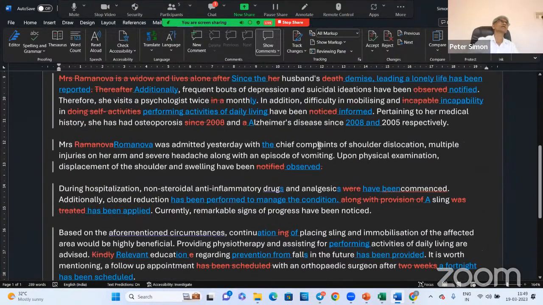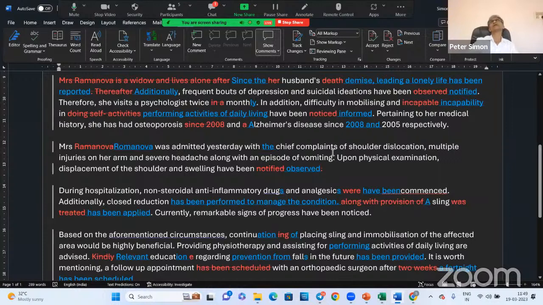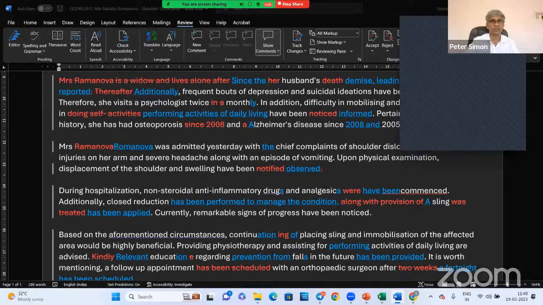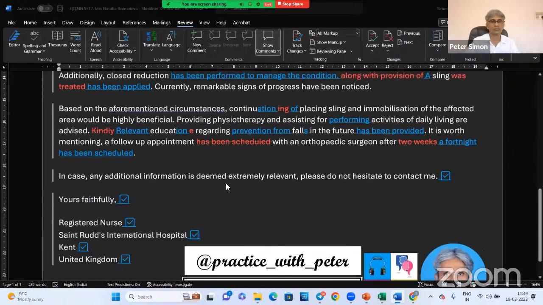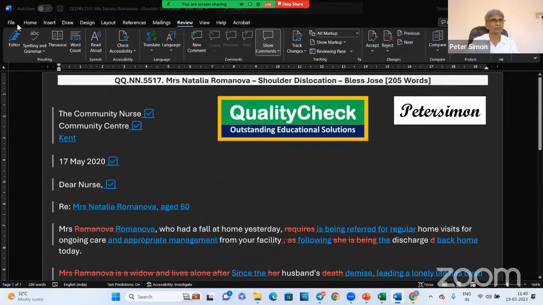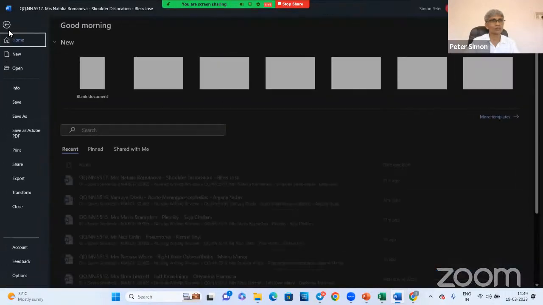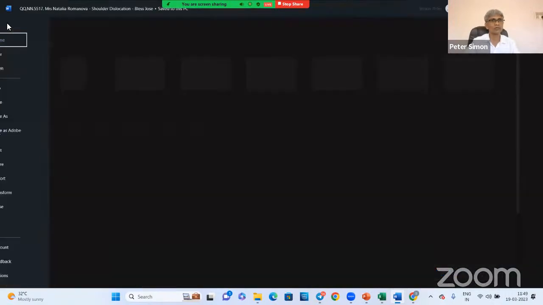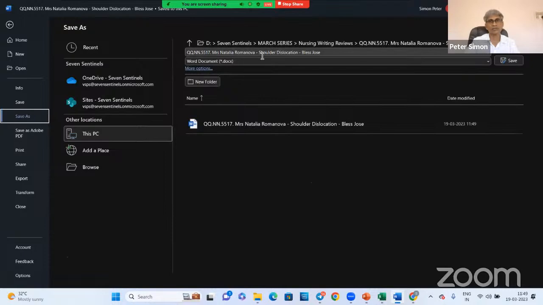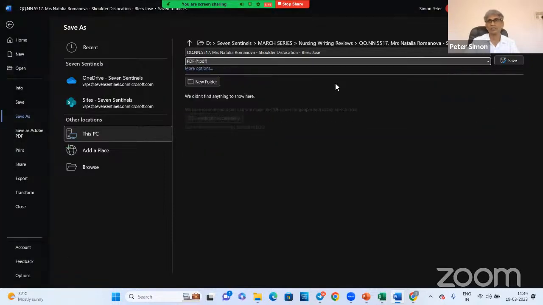No, management doesn't mean treatment. Management means managing the conditions: managing his diet, exercise, the hospital schedules, all those things. So, File, Save as PDF.